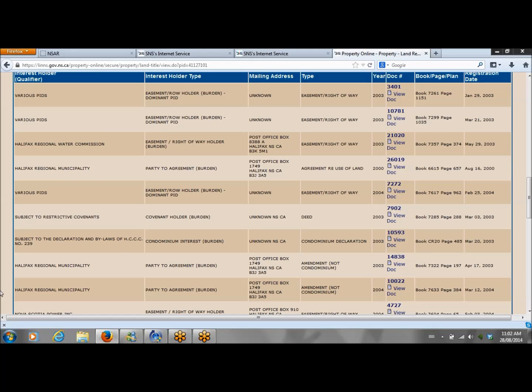So I'm going to move to the restrictive covenants. Covenant holder is in the deed, so I can see that there are restrictive covenants there. The declaration and bylaws are right there. The regional municipality is party to the agreement, so some of this stuff goes back to when it was being built, Nova Scotia Power. But let's look at the restrictive covenants or declaration and bylaw.